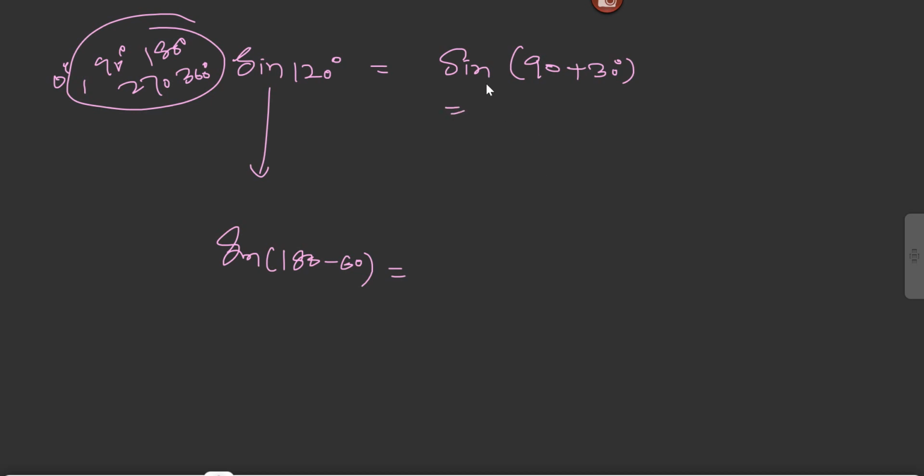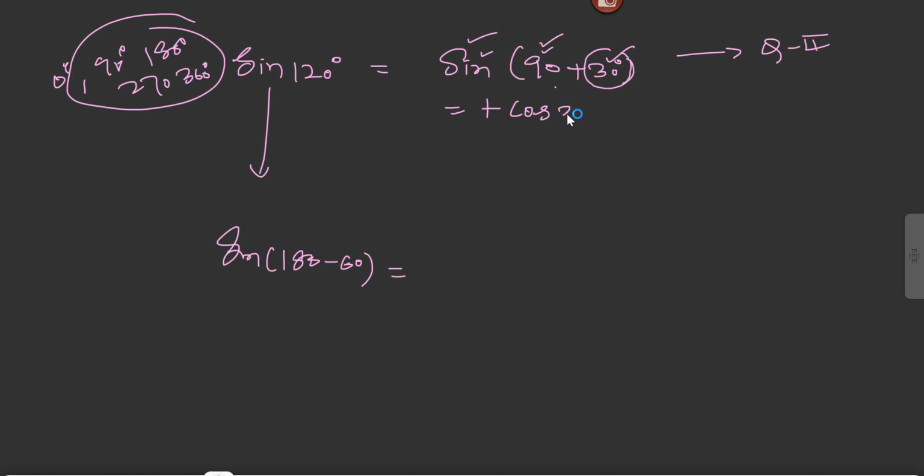How? Let's see. Here we have sine 90 plus 30. 30 is the measured angle, 90 is the reference angle, okay? 90 plus theta, whatever angle is coming after 90 plus, that is known as theta according to the concept. Where is it lying, second or first quadrant? Second quadrant. In second quadrant, what about the sine, positive or negative? Positive. At 90 degree, will it change? Yes, it will change. It will be cos theta.